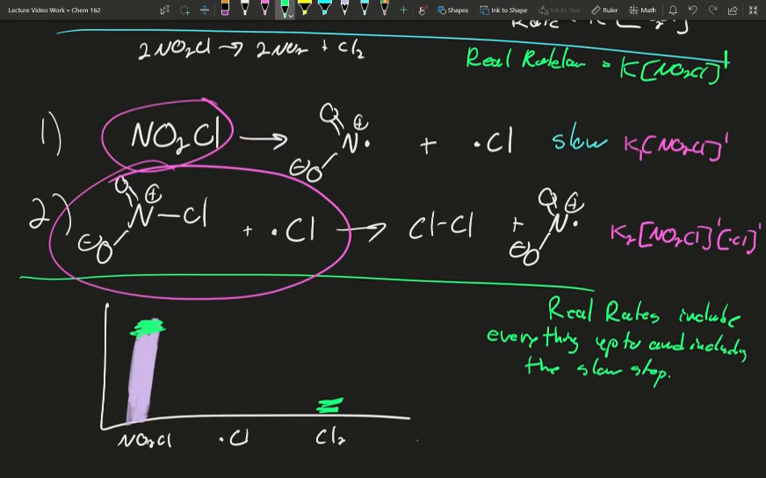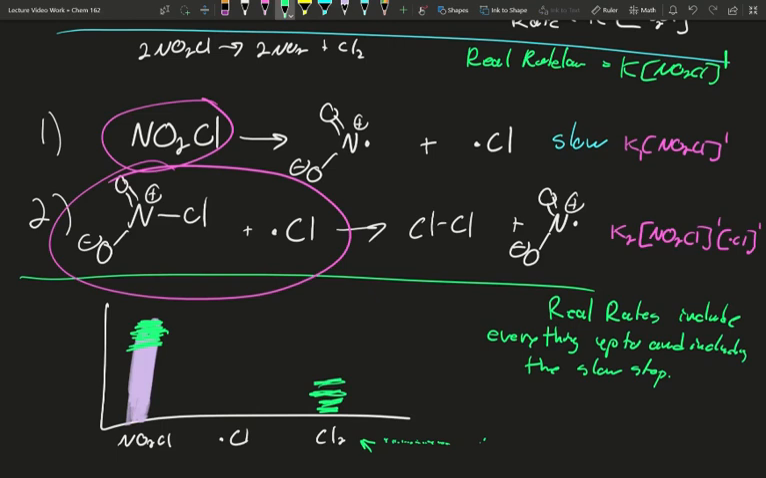If the second step is faster than the first step, well then, as we're watching and time's ticking on and we're waiting and waiting and waiting, the next bit of Cl2 is only going to show up when some Cl shows up. This is the idea of a rate limiting step. The rate at which our Cl2 can accumulate is dependent on the earlier step of Cl dot showing up.